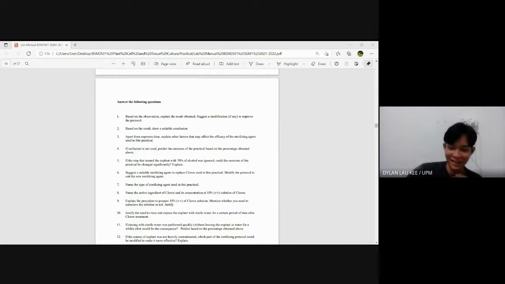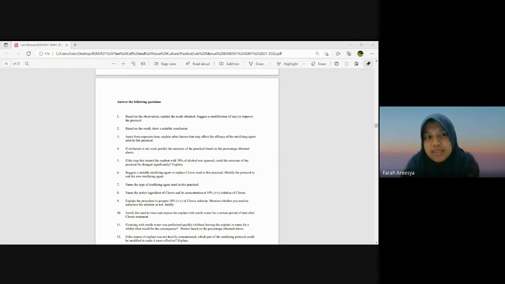Okay. Moving on to question number 7. Name the type of sterilizing agent used in this practical. Anyone? So I will try this. So we use 10% Clorox in this experiment. So 10% Clorox is a halogen type.